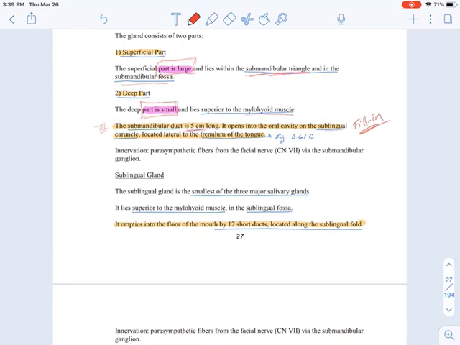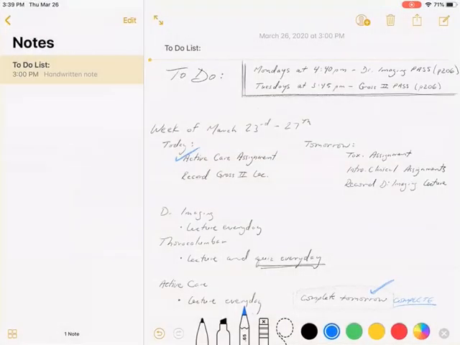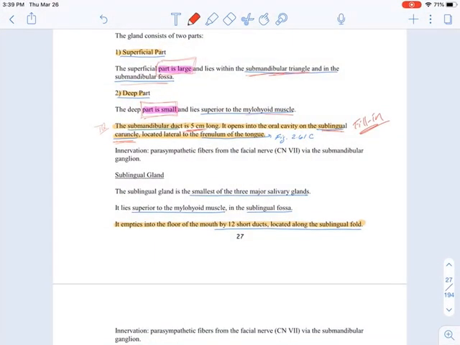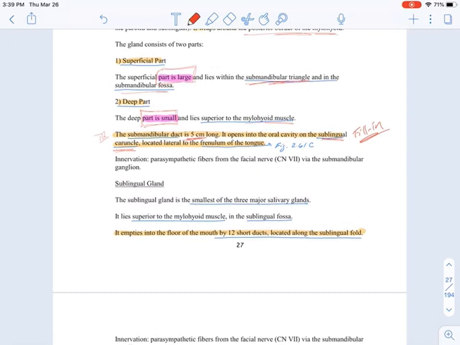Another number you might want to commit to memory. Submandibular duct is 5 centimeters long. It will open into the oral cavity on the sublingual caruncle. And that is located lateral to the frenulum of the tongue. So again, submandibular duct, 5 centimeters long, opens into the oral cavity on the sublingual caruncle, and located lateral to the frenulum of the tongue.